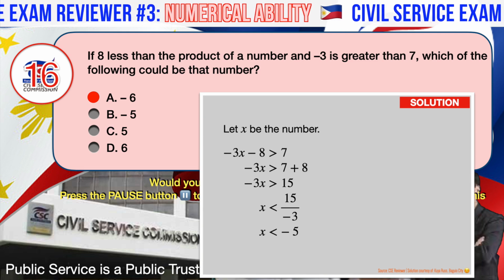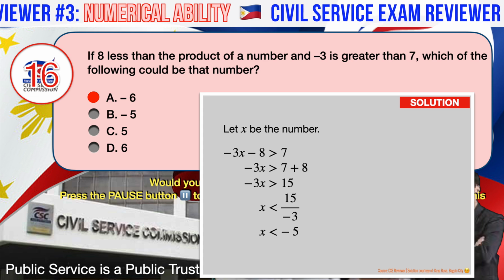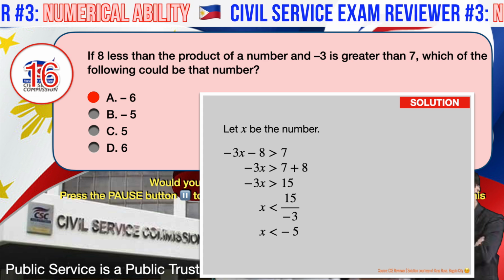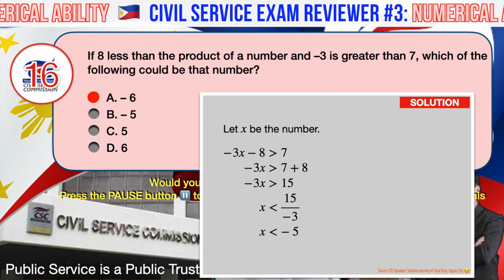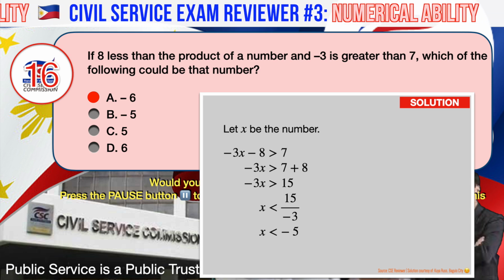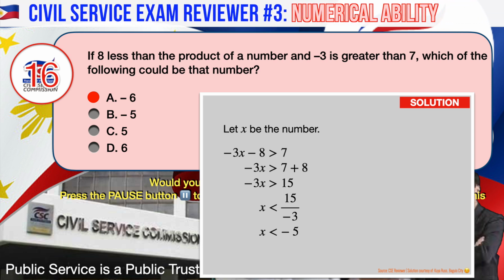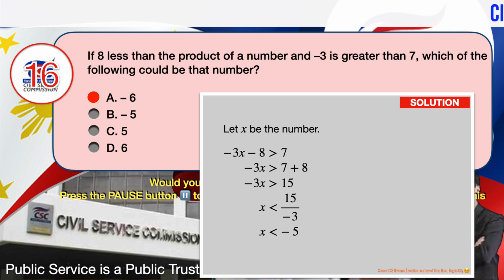Now let's write the equation as minus 3x minus 8 is greater than 7. Adding 8 to both sides of the equation, we'll get minus 3x is greater than 15. We then divide both sides by minus 3. Remember that the inequality sign changes direction when dividing or multiplying by a negative number. So we should end up with x is less than minus 5.